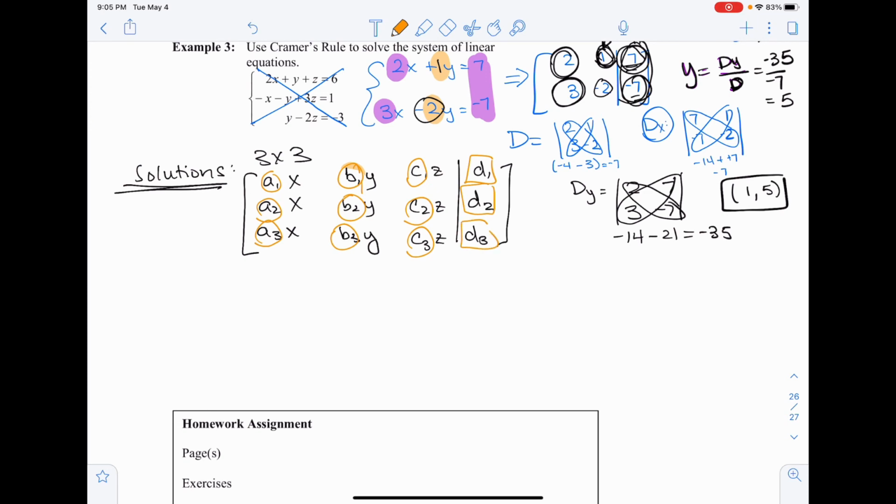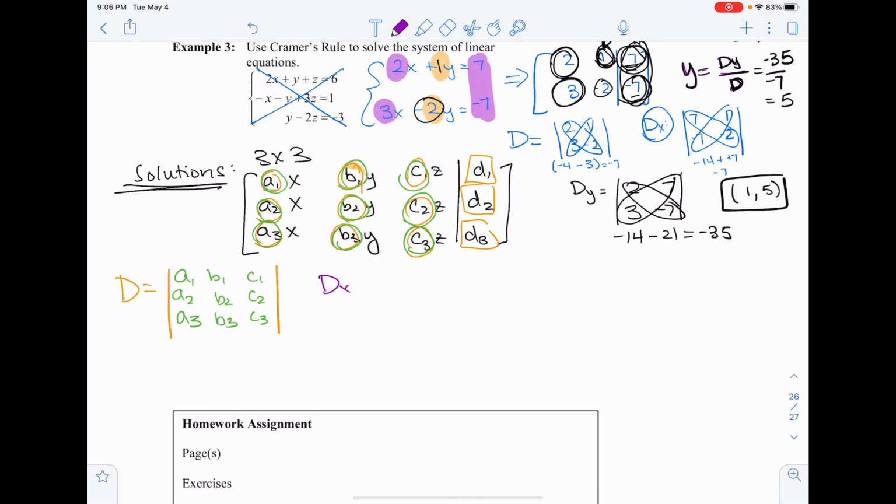So in order to find any of these, we first need to find the determinant D, which in this case would just be those coefficients. So A1, A2, A3, B1, B2, B3, and then finally C1, C2, C3, whatever those are. So you would find that 3x3 determinant. You could do that by hand, or you could do that in the calculator. You know how to do it.